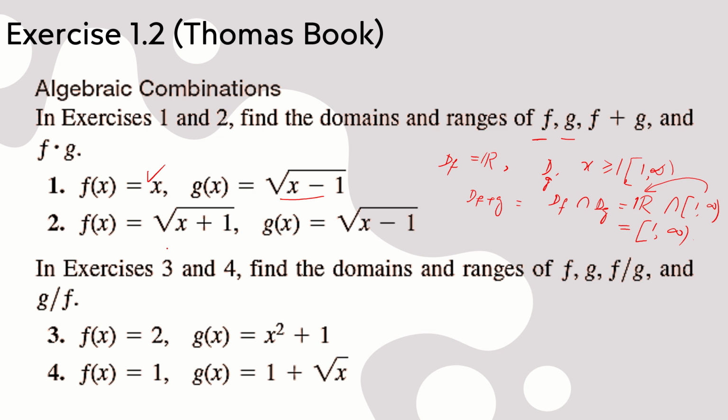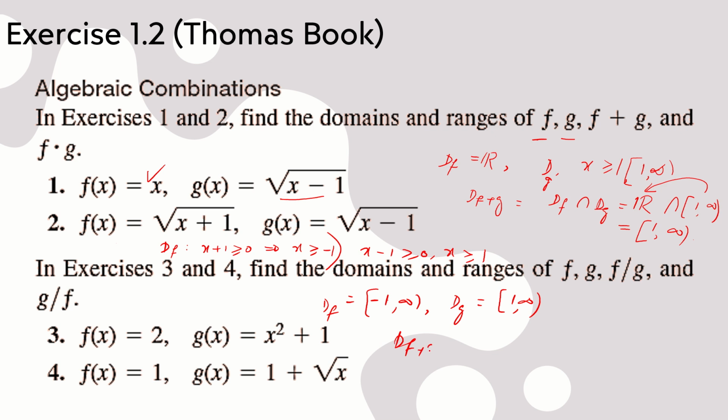Whereas in this case, if we look at the domain of this function, x plus 1 should be greater than or equal to 0. That means x must be greater than or equal to minus 1. So we have one domain to be minus 1 to infinity. Whereas for this function we take x minus 1 greater than or equal to 0. That means x will be greater than or equal to 1. So this is the domain of f, whereas the domain of g will become 1 to infinity.